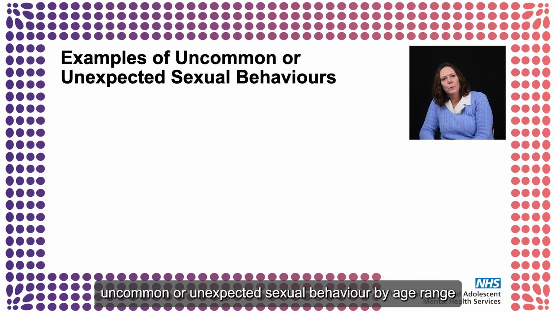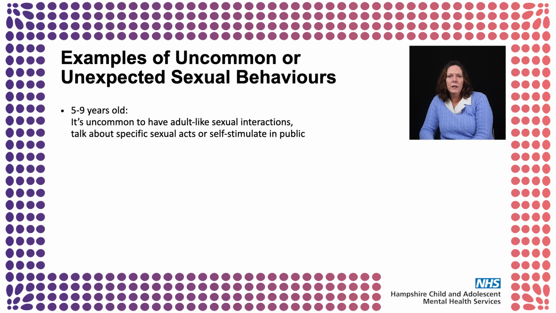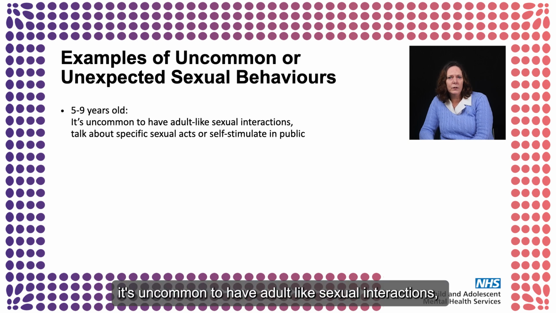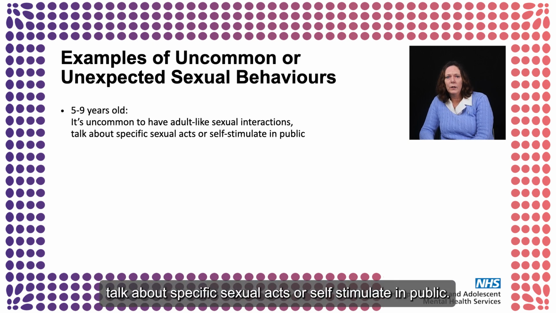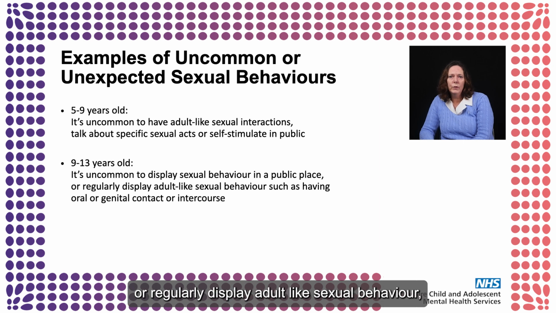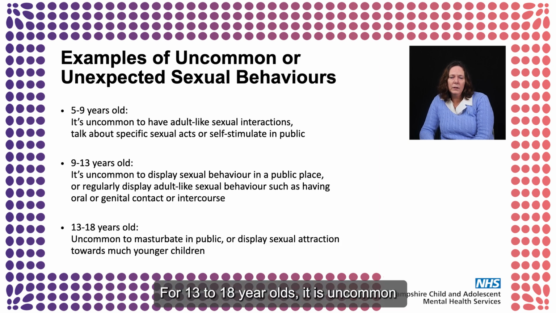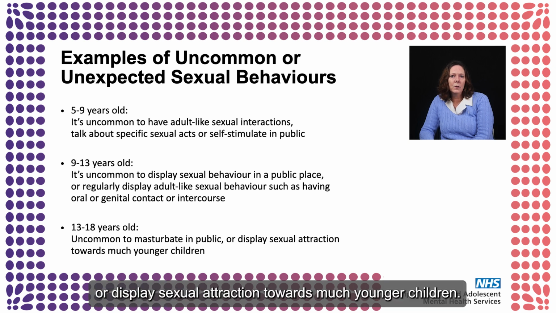Broad examples of uncommon or unexpected sexual behaviour by age range can include, for 5 to 9-year-olds, it's uncommon to have adult-like sexual interactions, talk about specific sexual acts, or self-stimulate in public. For 9 to 13-year-olds, it's uncommon to display sexual behaviour in a public place or regularly display adult-like sexual behaviour, such as oral sex. For 13 to 18-year-olds, it is uncommon to masturbate in public or display sexual attraction towards much younger children.